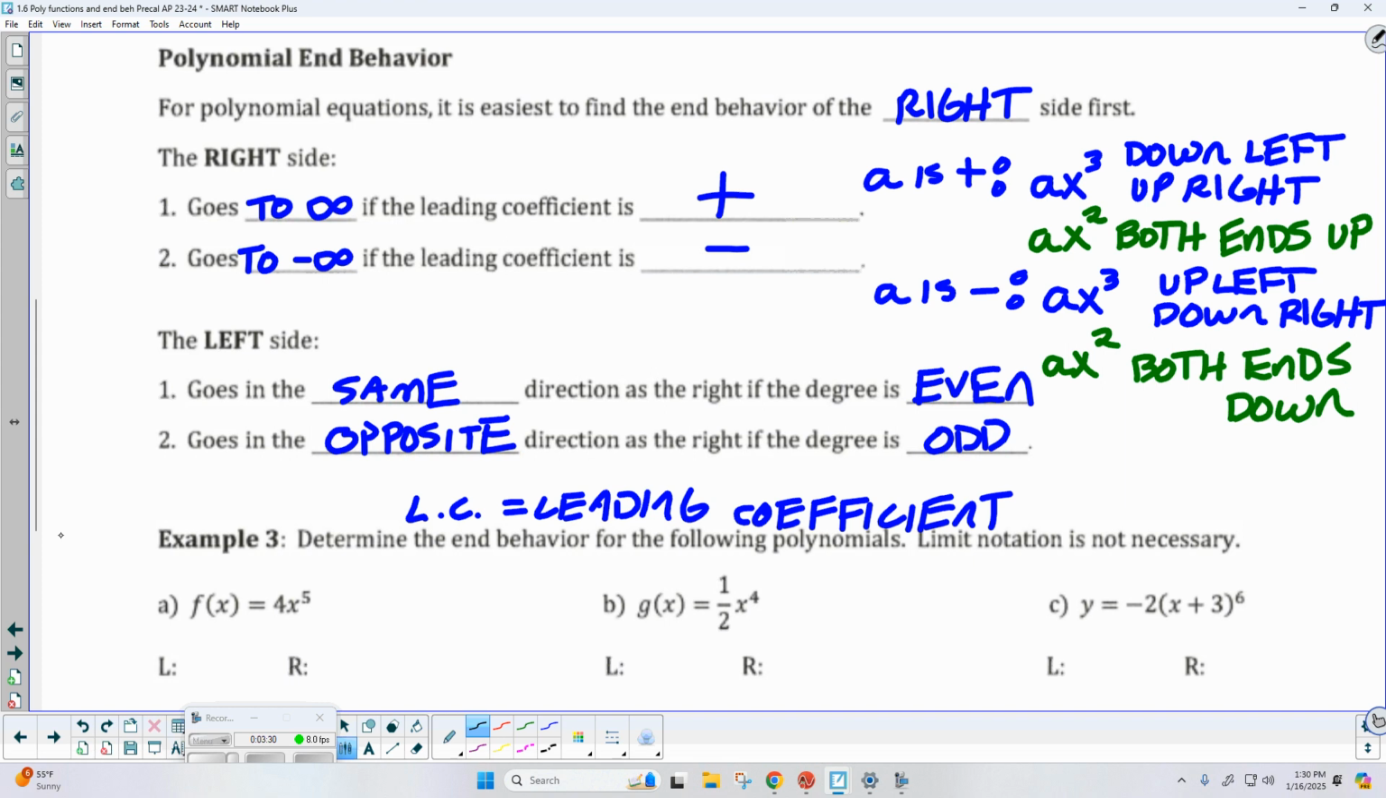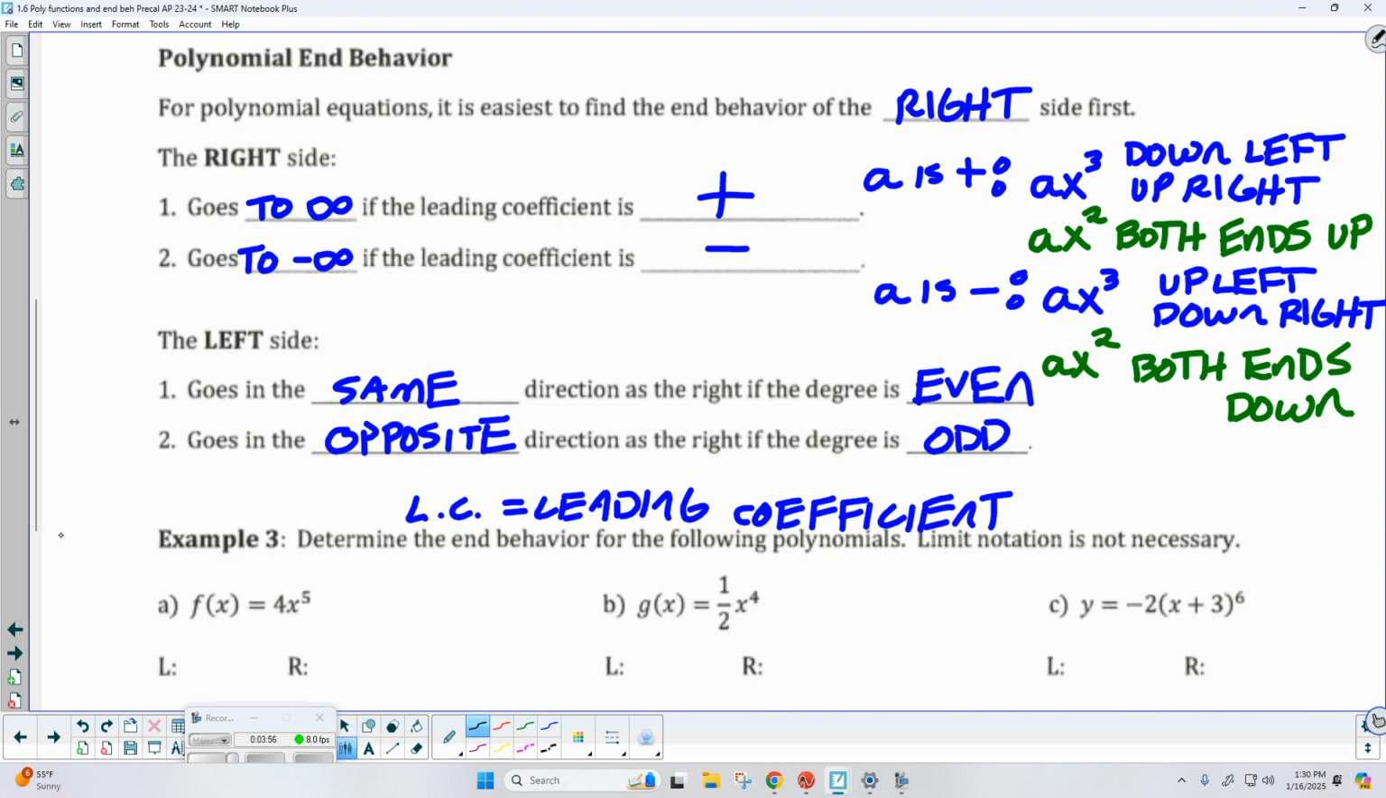The only time the ends will go in opposite directions is if you have an odd degree. Okay, so kind of think about looking at my back, I'm the graph. Okay? And if you're at home, you'll have to just visualize this. So if it's an odd degree with a positive coefficient, it's down on the left and it's up on the right. Okay, so what's going to happen if it's an odd degree but it's a negative coefficient?